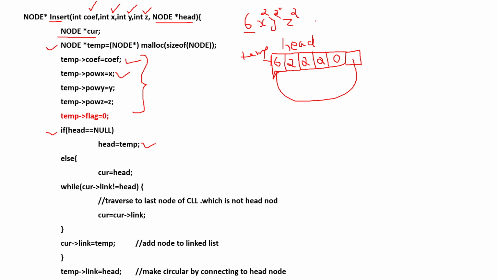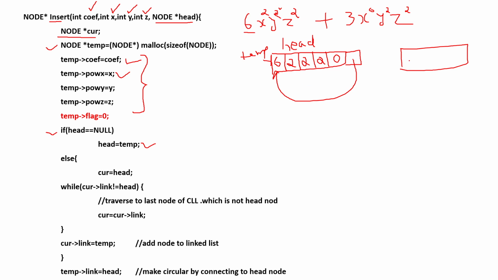Now we'll be adding one more term, that is 3x power 0, y square and z square. This is a term to be added. We'll trace it again. One temporary variable, current, will be used. We'll see that while explaining the program. Using malloc, create a node. Okay, I'll be creating the node. In this case, my linked list is not null.